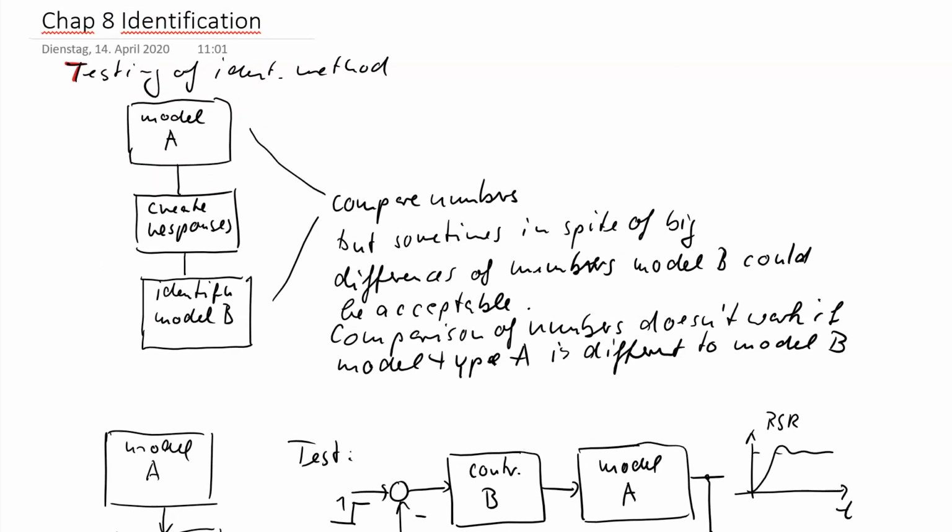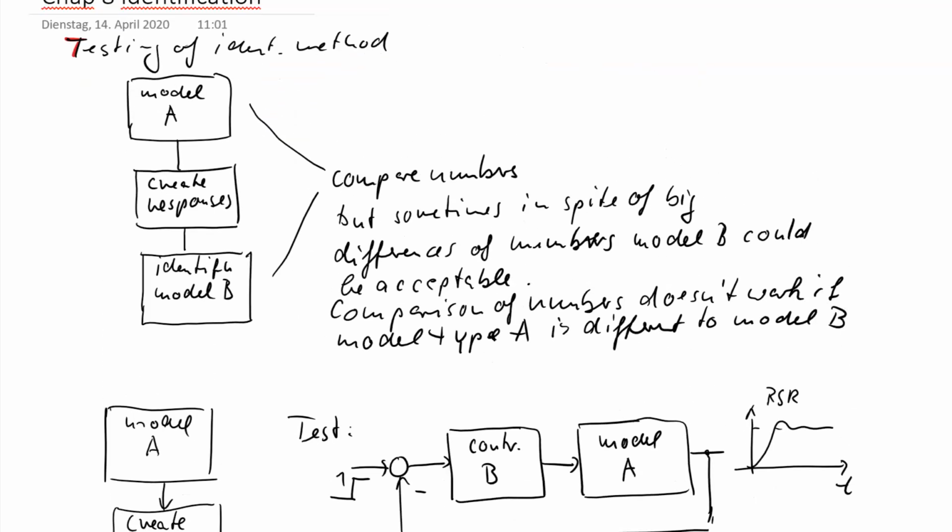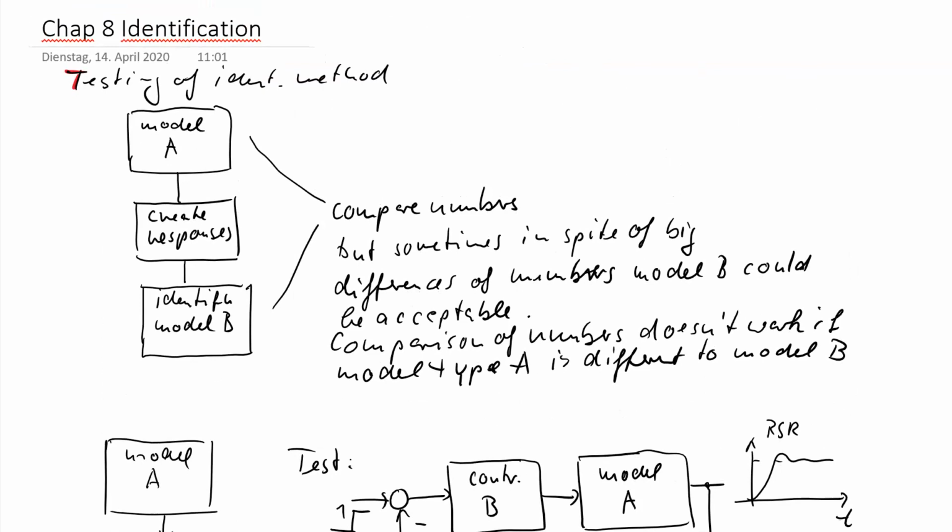If you have a mathematical model A and an identification, and you get an identified model B, which is in type and in numbers exactly equal to model A, then of course your identification is the best. But sometimes this doesn't work.